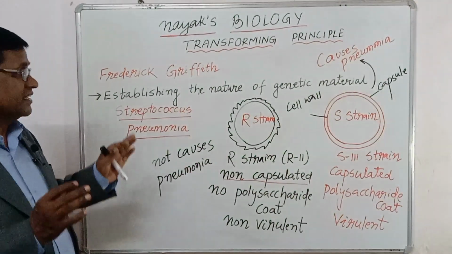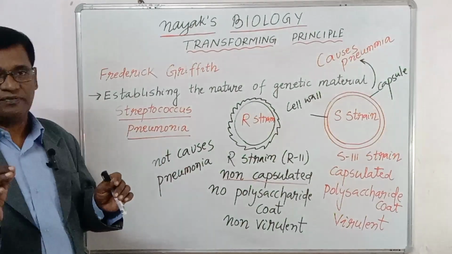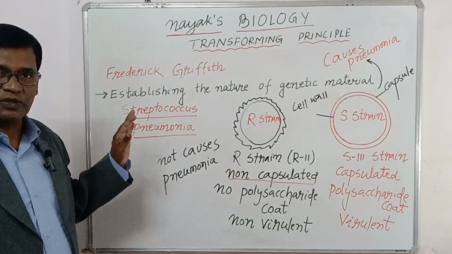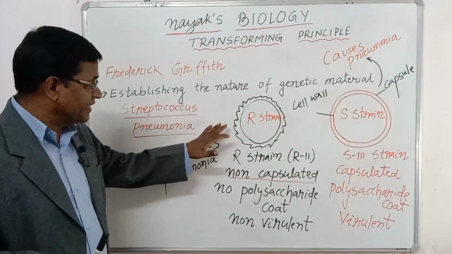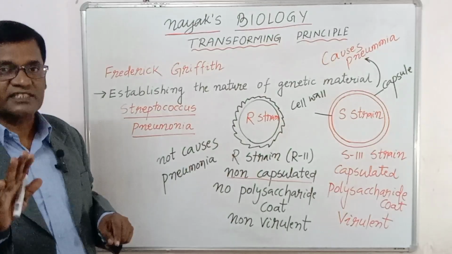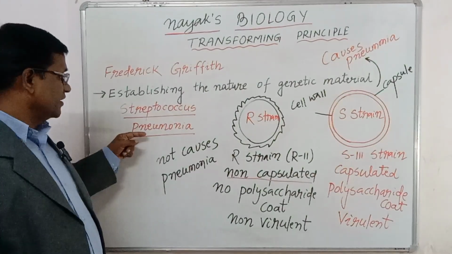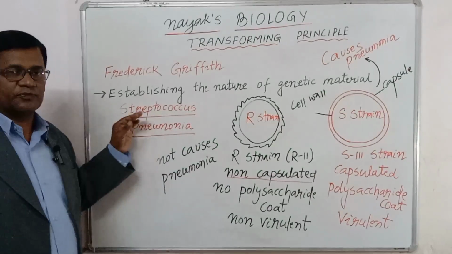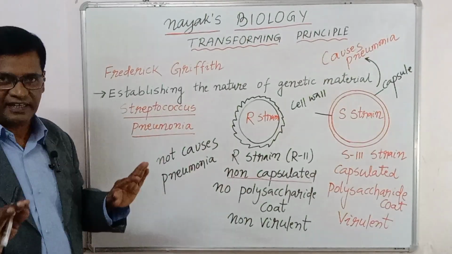At that time, he did this experiment with the help of a bacteria. And what is that bacteria? Streptococcus pneumoniae. Streptococcus means what? A spherical shaped bacteria is called streptococcus. And because it causes pneumonia in the organism, that's why the bacteria is named Streptococcus pneumoniae.